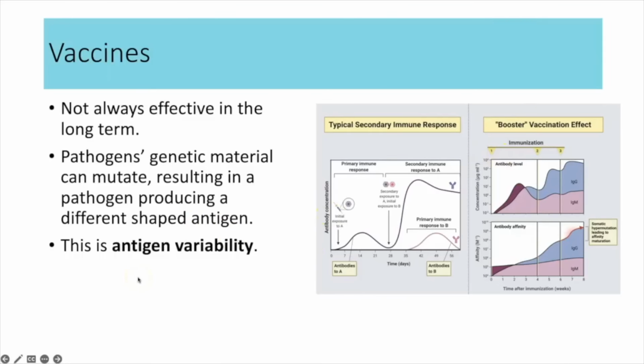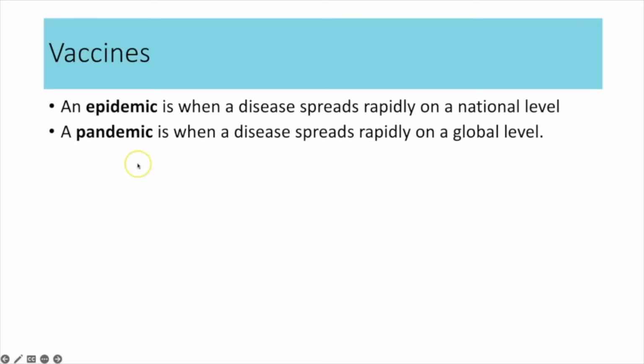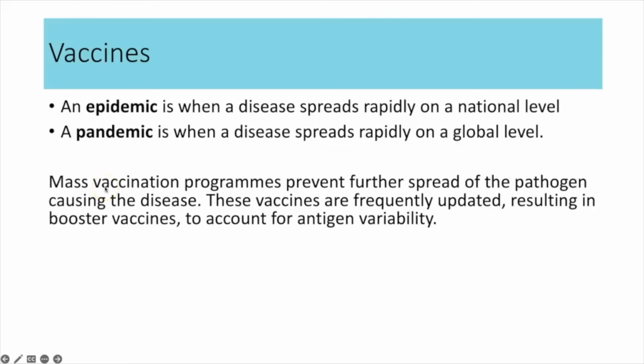And a really good example of that is the influenza or flu vaccine. There is an annual flu vaccine because we know that influenza mutates at such a rapid rate that you would need a new vaccine every year to be protected. So an epidemic is when a disease spreads rapidly on a national level. A pandemic, which I think we all know very well now, is when a disease spreads rapidly on a global level. And mass vaccination programs are designed to prevent the further spread of pathogen-causing diseases. And these vaccines are frequently updated. So just like with the COVID vaccine, there have been lots of booster vaccines that you need to have. And that is to make sure you are still protected in case of antigen variability that has happened.